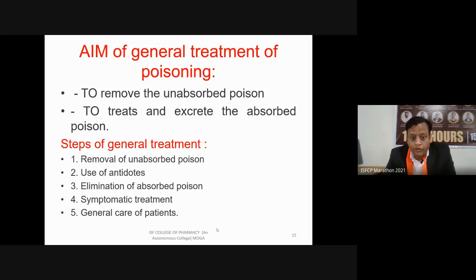Elimination of absorbed poison: if poison is absorbed, then it can be eliminated by different agents or medicaments, and this is also categorized under general treatment. For symptomatic treatment, we determine which symptoms appear and which poison can produce which type of symptoms. If we know all these parameters, then symptomatic treatment is effective, and general care of the patient is also an important factor for the general treatment of poison.